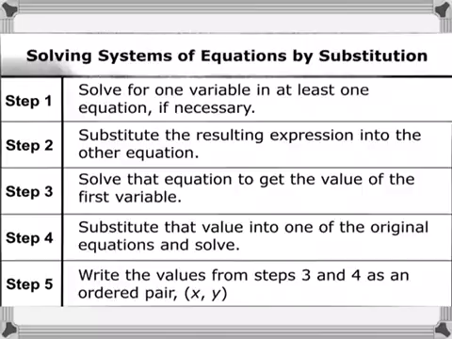Step 3, solve that equation to get the value for the first variable. Step 4, substitute that value back into the original equation and solve. And step 5, write the values from steps 3 and 4 as your ordered pair x, y.